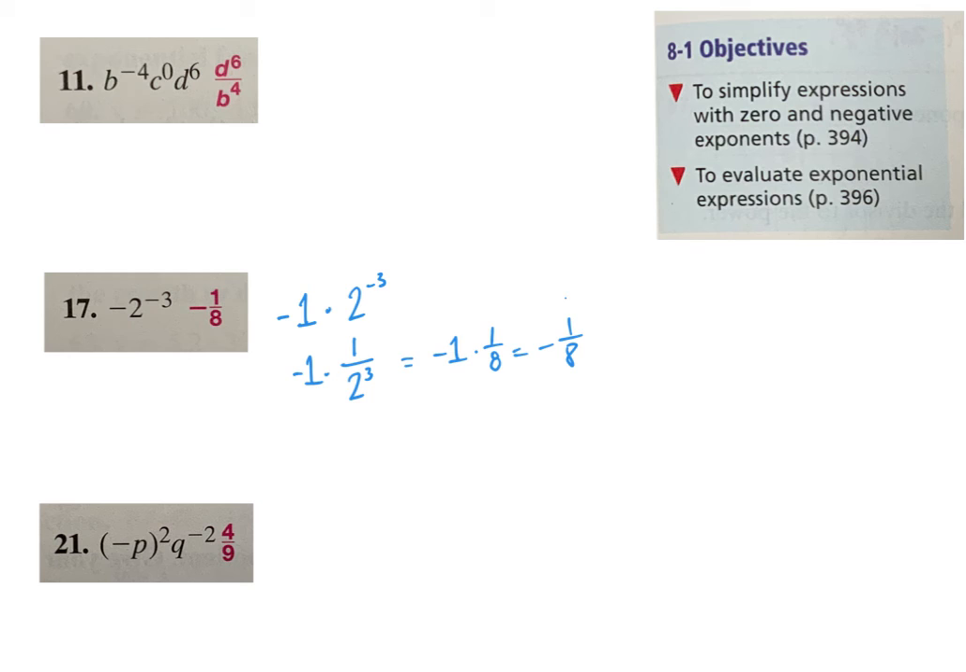For 21, they want you to plug in values. So if you were to actually do these, negative p if you square it is p squared. And then q to the negative 2 puts q on the bottom squared. And then they told you in your book that p is 2 and q is negative 3. So you have 2 squared, negative 3 in parentheses here. So you're going to square the negative. And that's when you end up with 4 over 9.